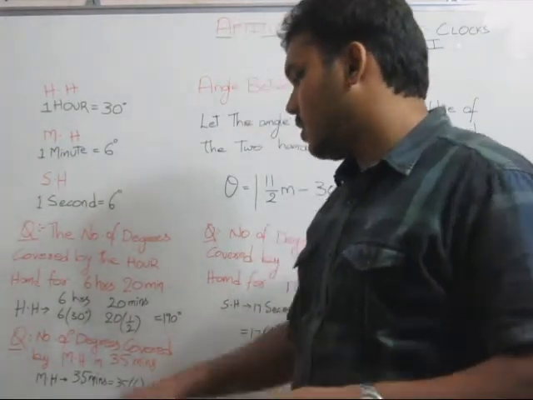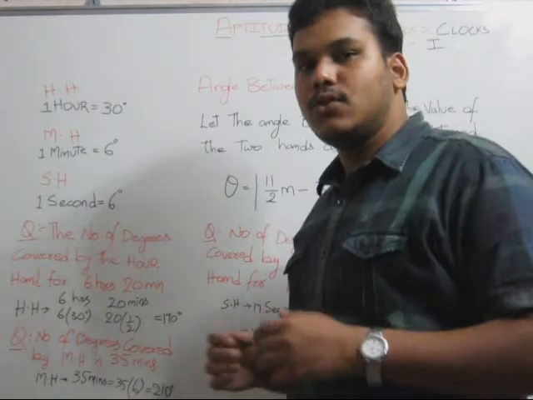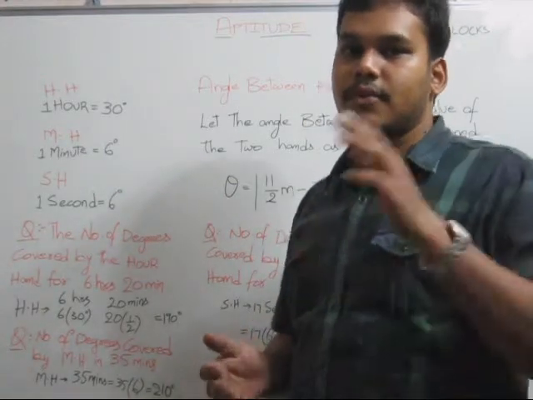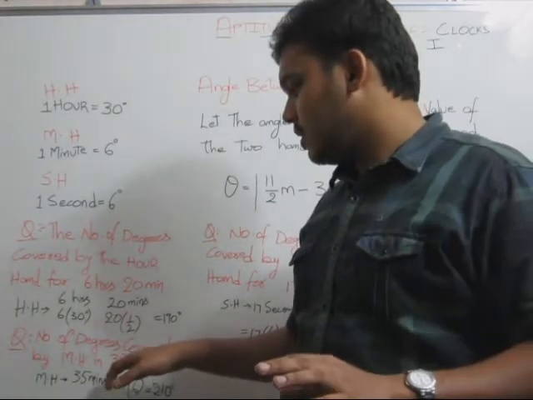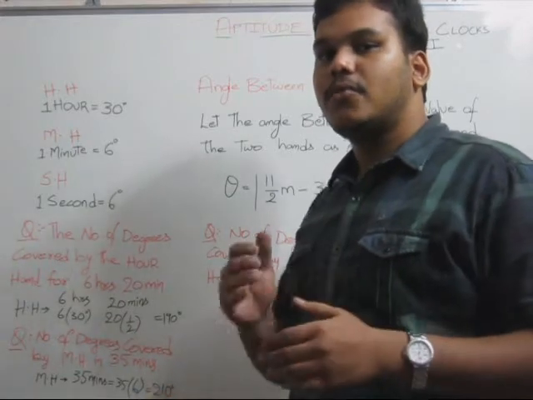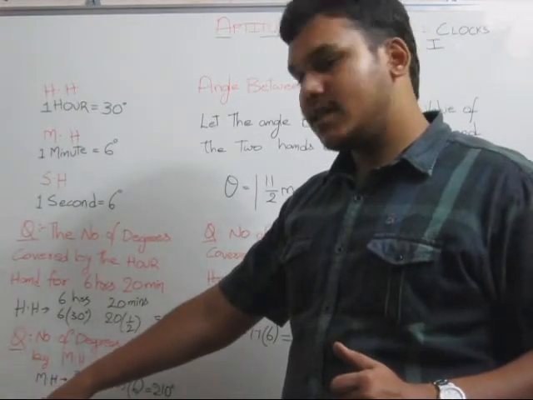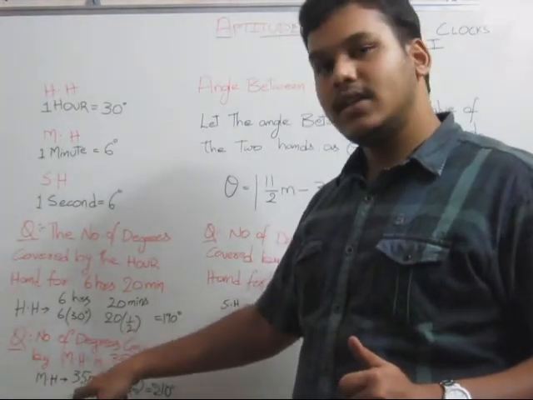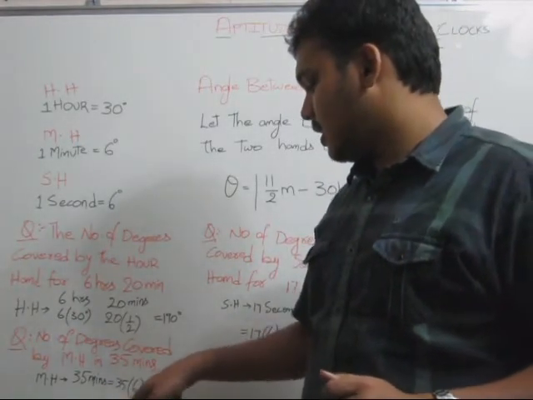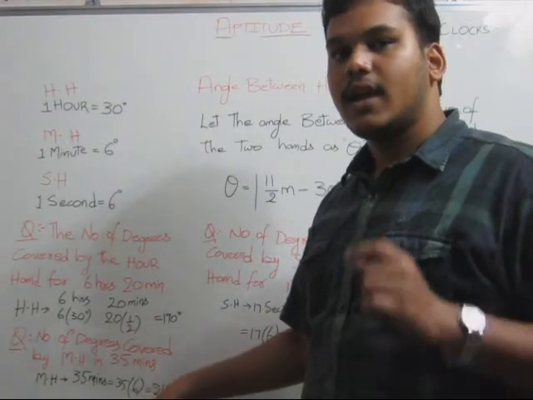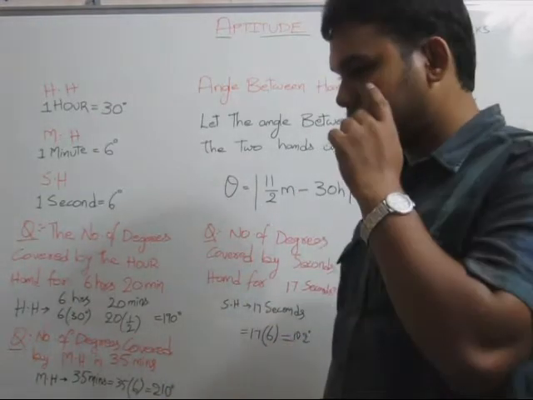Now the second question is the number of degrees covered by the minute hand for 35 minutes. As we know, the number of degrees covered by the minute hand for 1 minute is 6 degrees. Just multiply the given 35 minutes by 6. I represent the minute hand as mH, so the answer is 35 into 6, which is 210 degrees.